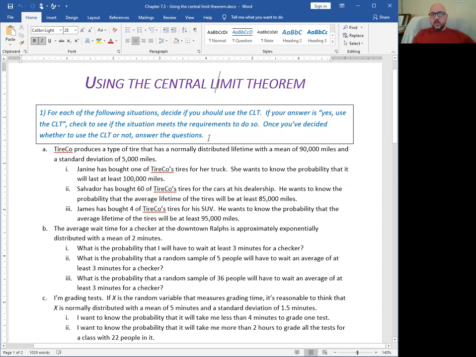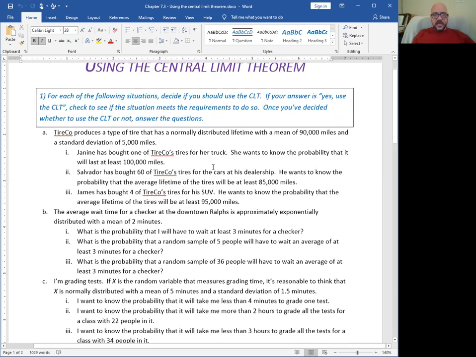So for each of these, we're going to decide if we're going to use the central limit theorem. If we answer yes, then check that it meets the requirements to do so. Remember that the requirements are you need a sample size of at least 30, or you need the underlying population to be normally distributed. And then once you've decided whether to use the central limit theorem or not, answer the questions.